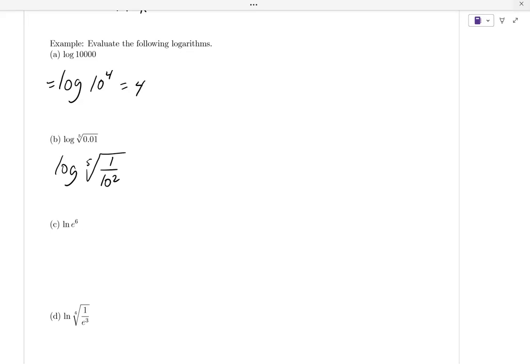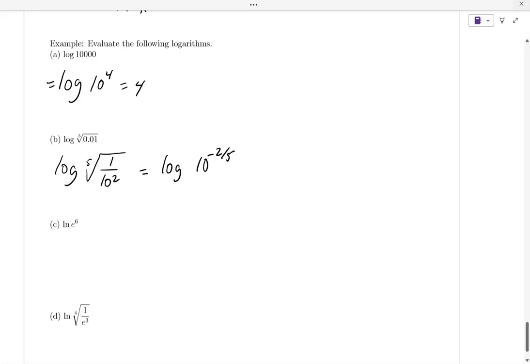Now can we rewrite the input as a power? This is a power of 10. How would I rewrite that as a power of 10? Good. 10 to the negative 2/5.